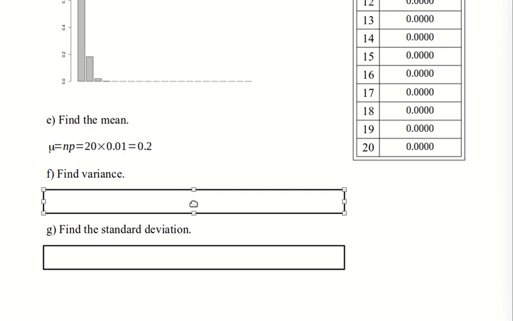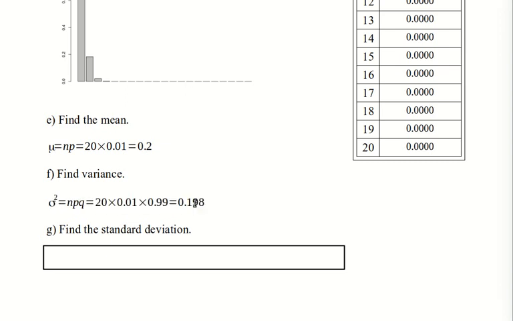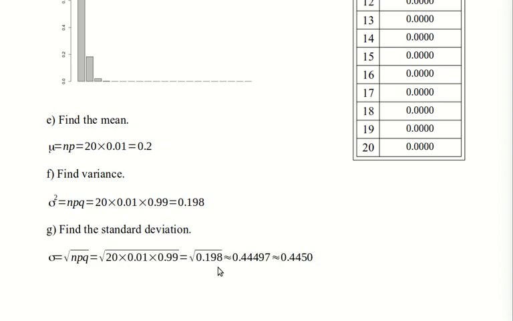Now the variance is the standard deviation squared, so that's N times P times Q, which works out to 0.198, fairly high variance. And the standard deviation is just the square root of that to get rid of the square. When we take the square root of 0.198, we get approximately 0.4450.